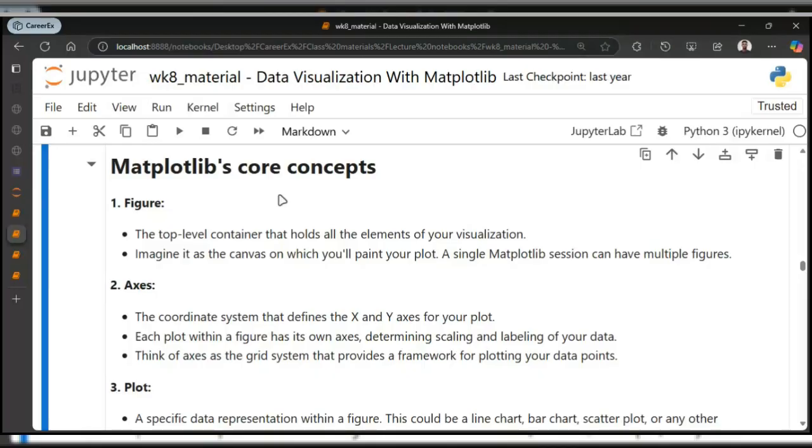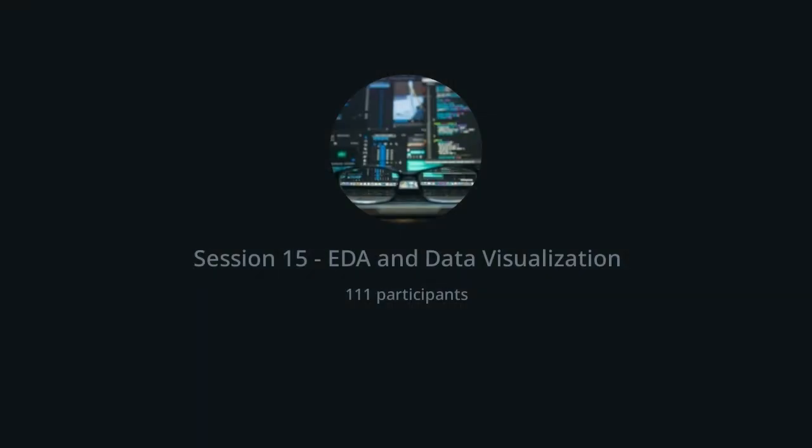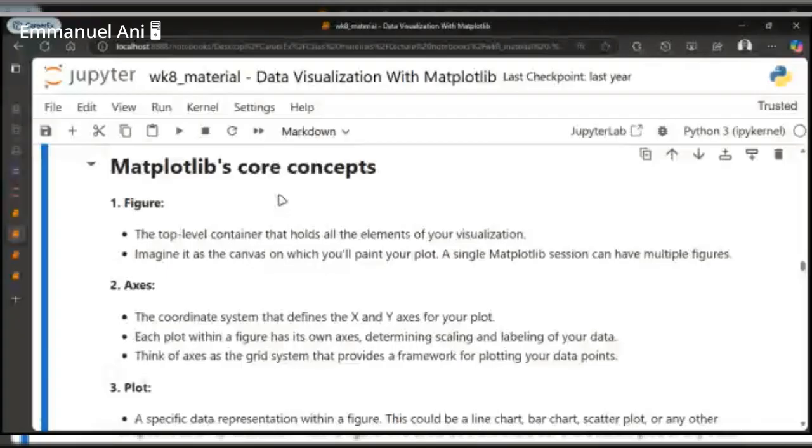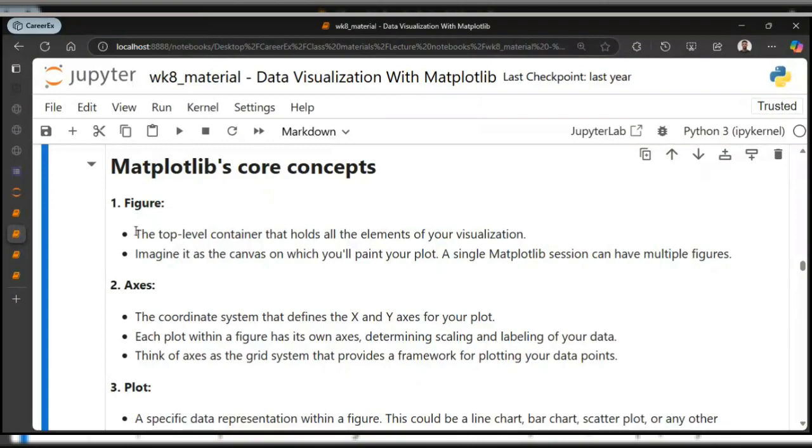So that is like your container, the container that holds every single thing inside your visualization. So when you have a visualization, just know that every single one of these elements is on top of a figure. So the figure here is a top level container that holds all the elements of your visualization. Your visualization has several elements, and they are all packed into your figure. As we proceed, we are going to look at how we can define our figure, how we can set the dimension for our figure and all of that. So as you have it here, just imagine your figure as the canvas on which you will paint your plot.